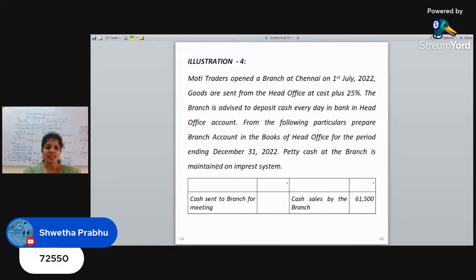Petty cash at the branch is maintained on imprest system. So it is one and the same. Imprest is also a form of maintaining a petty cash system. Whatever small business organization, for meeting the day-to-day expenses, for the routine expenses, they open this in place of petty cash. They say this as imprest. Okay, imprest account of cash or imprest cash system. They say it is also a form of cash account.